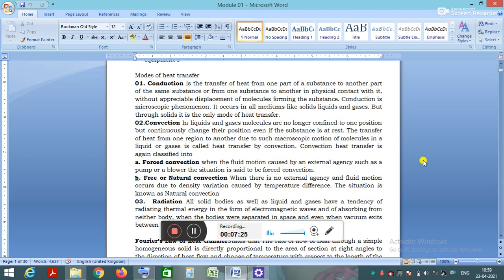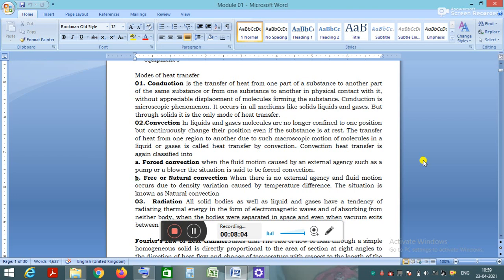Here the motion of the fluid particles takes place due to the density difference. What happens? The fluid particles which are very near to the heating source get heated first, and when they get heated, they start moving away from each other. The density of the fluid decreases, and the fluid particles which are far away from the heat source have higher densities.